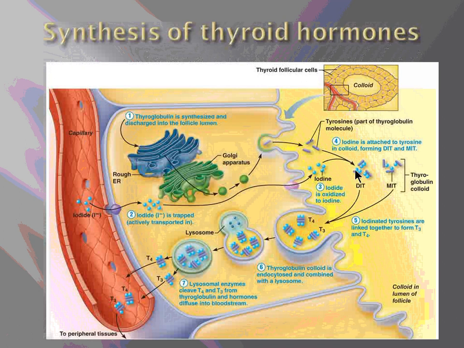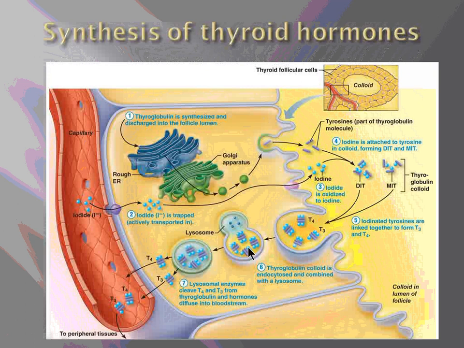So when it attaches to two tyrosine molecules, it's known as diiodotyrosine. When one iodine attaches to a tyrosine molecule, it's known as monoiodotyrosine. Can you see that? So your monoiodo will have one molecule of iodine, diiodo will have two. That's why it's called diiodo. When a diiodo and a monoiodo join together, what do you think you'll get? T3, which is triiodo. When two diiodos join together, you get T4. See that? Okay. So T3 and T4 are formed.